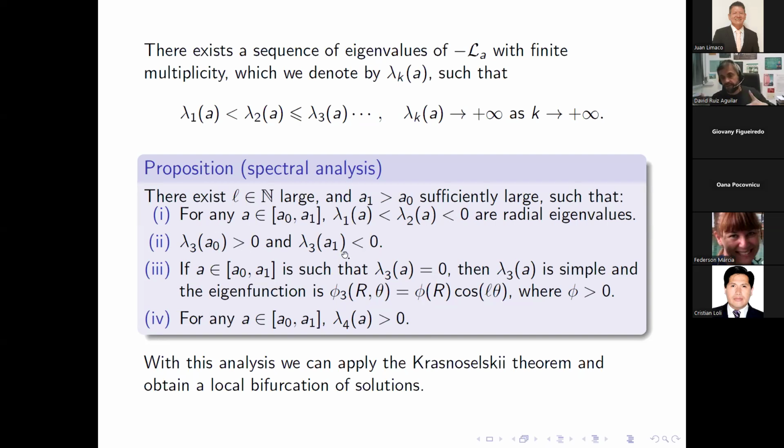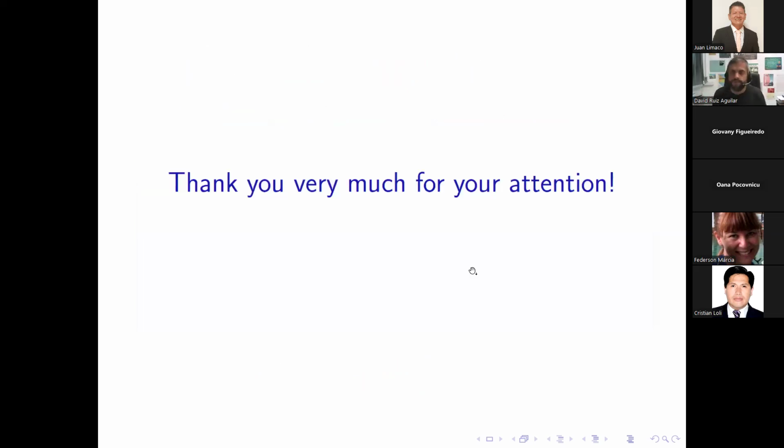This is good, because in this way we have a crossing of eigenvalues. We can also prove that when it becomes 0, it is simple. So when you pass from positive to negative, there is only one dimension less, and the index increases by 1. So the indices on the left and on the right have different parity, and we can apply the Krasnoselskii theorem and obtain a local bifurcation of solutions. And that's all. I thank you for your attention.